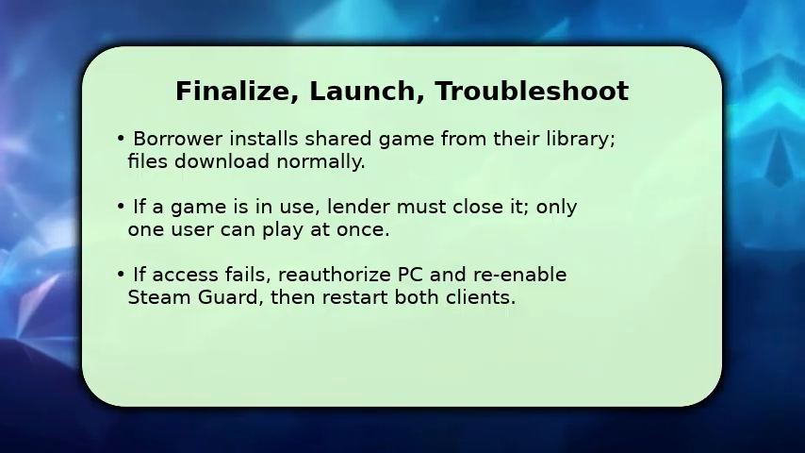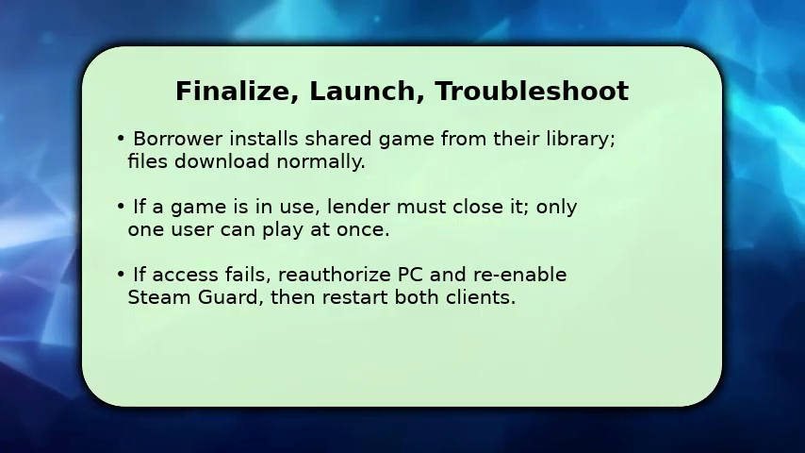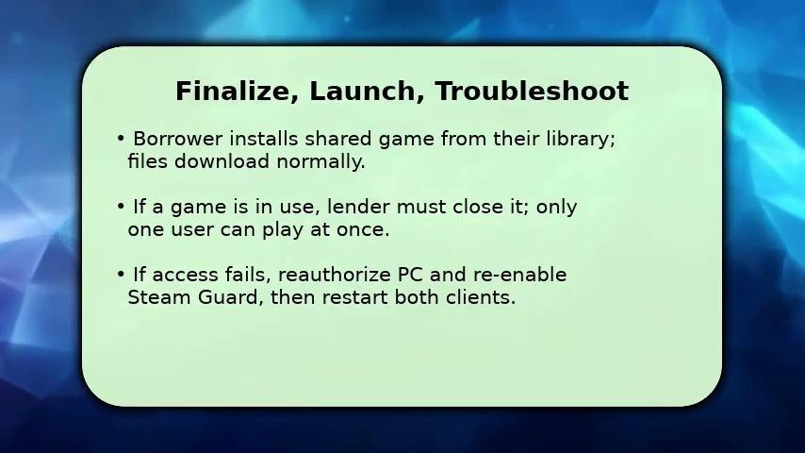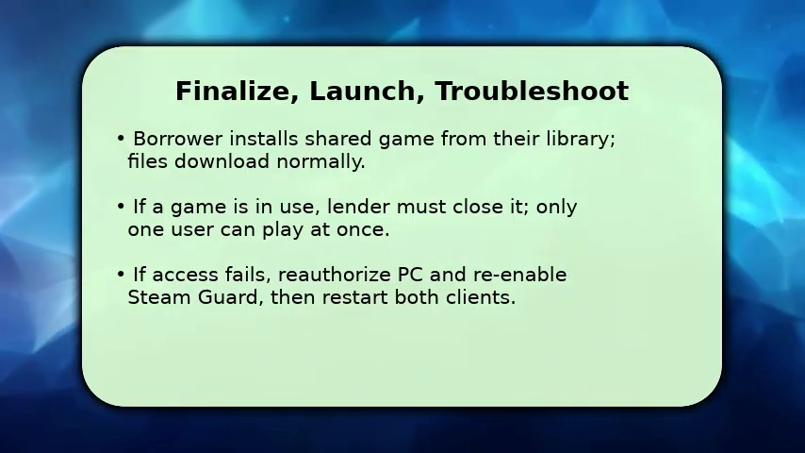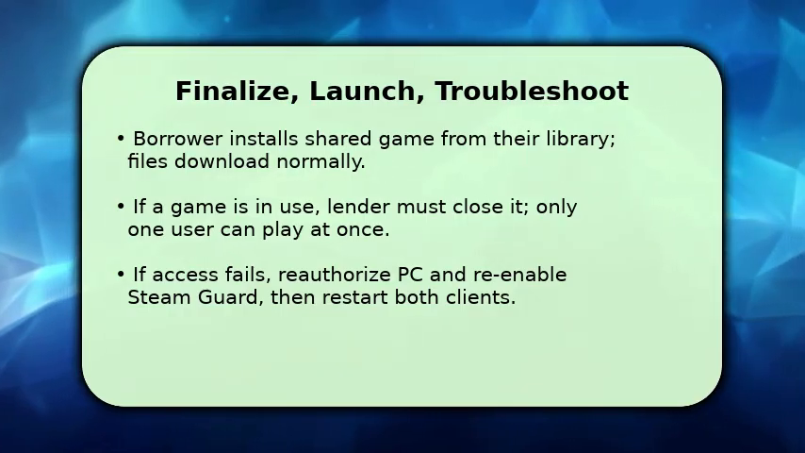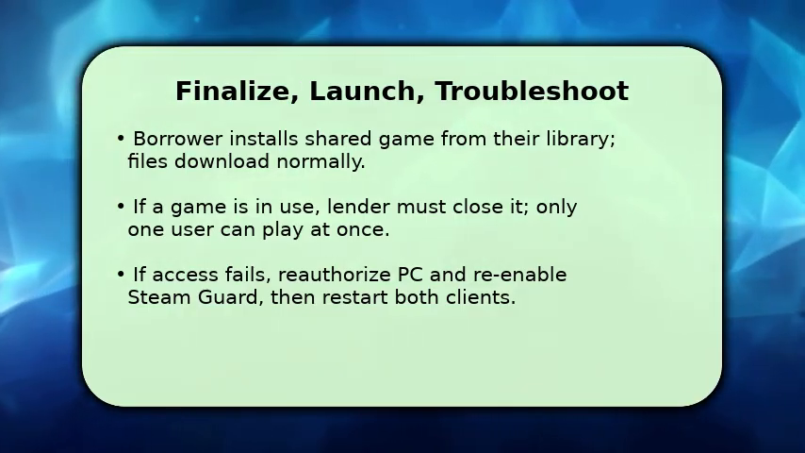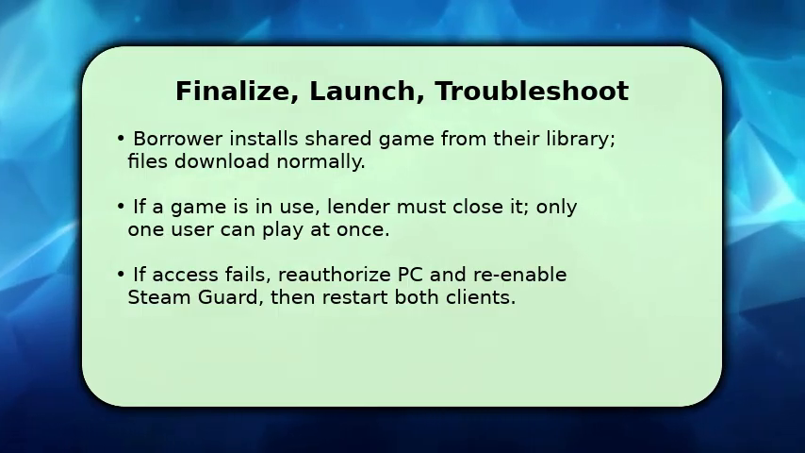Keep in mind, only one person can play a shared game at a time. If you see a Family Library Currently in Use message, the lender needs to quit the game. If access fails entirely, reauthorize the computer under the lender's family settings, confirm Steam Guard is active, and restart both Steam clients. That usually clears authorization or syncing issues quickly.